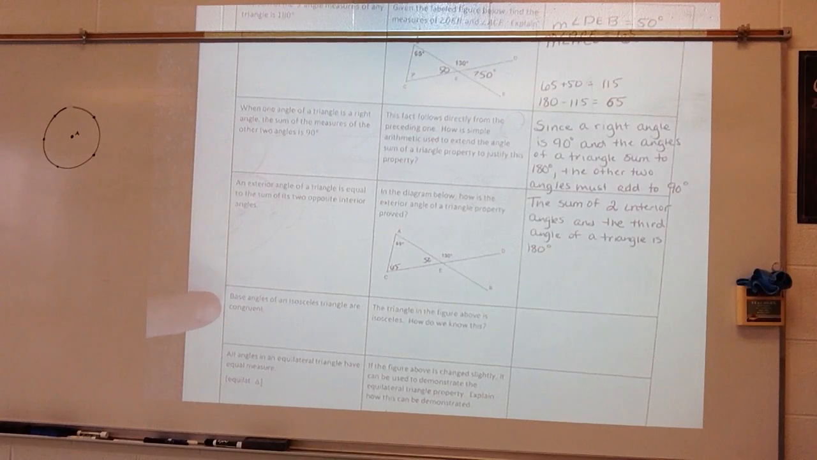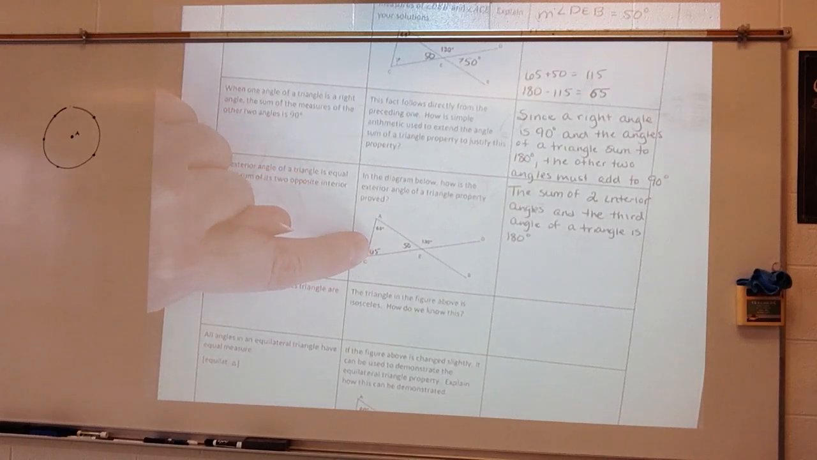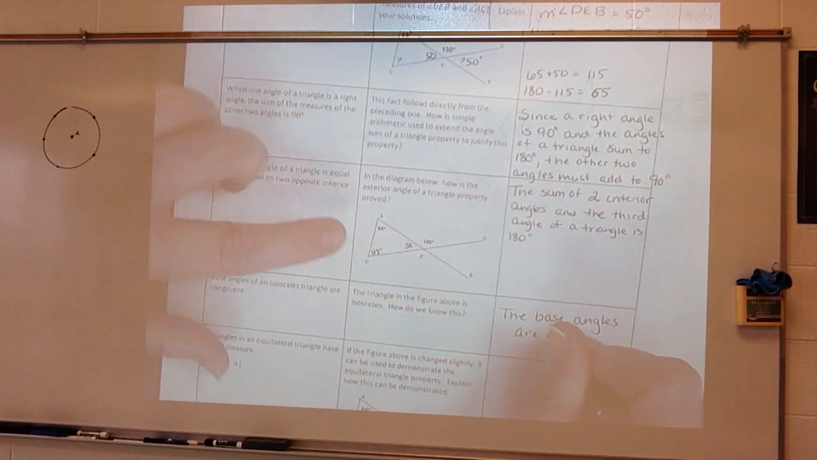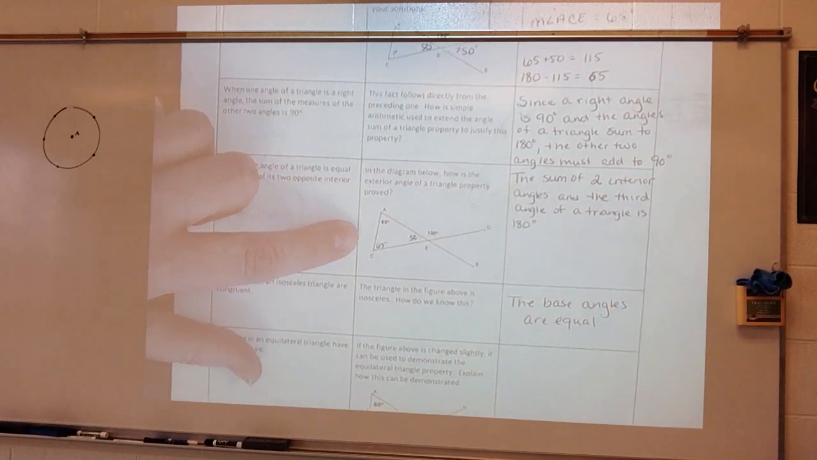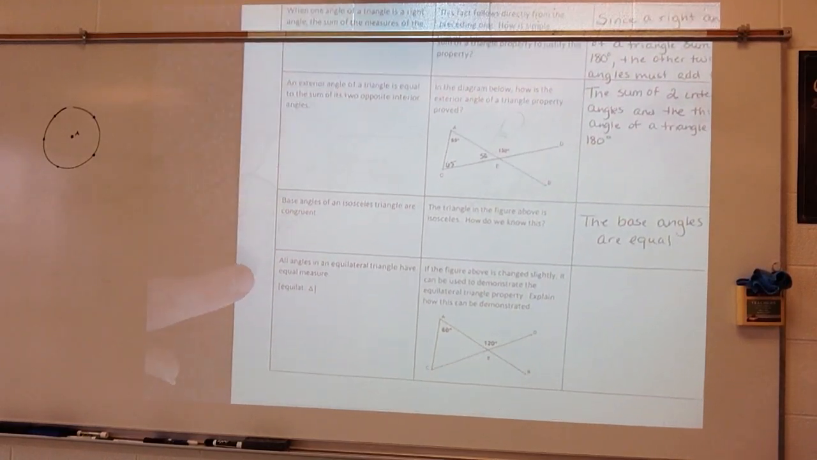Base angles of an isosceles triangle are congruent. The triangle in the figure above is isosceles. How do we know this? Because the base angles are equal. We just proved the base angles are equal here. And so therefore we know it's an isosceles triangle.